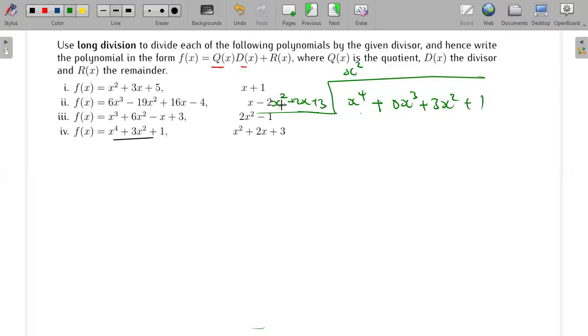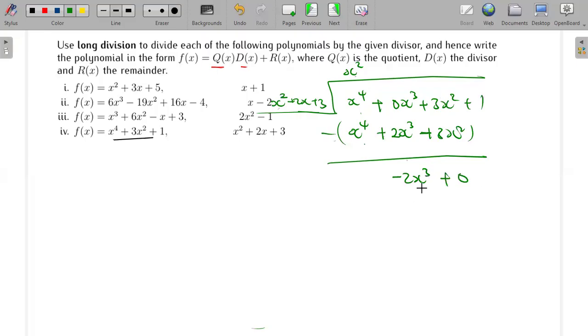Squared. Then the x squared by that gives you x to the power 4. X squared by that is going to be 2x cubed. Then x by that is just going to give you plus 3x squared. Next, just subtract, minus, and then you get 0, there you get negative 2x cubed, and then there you're going to get what? 0 as well. So that's plus 0.